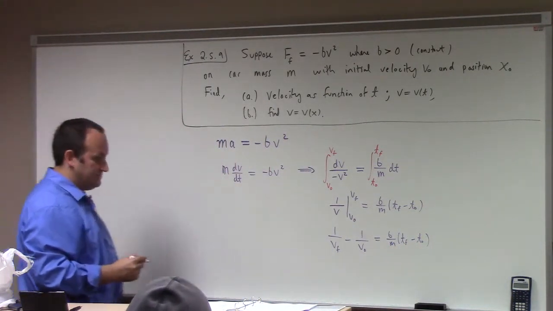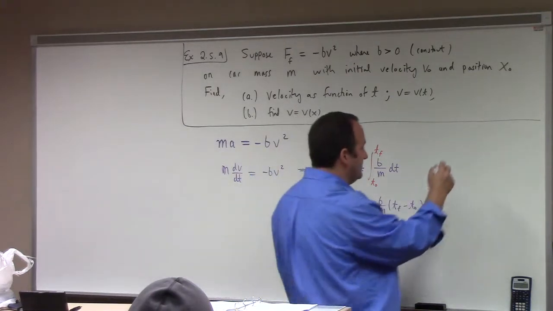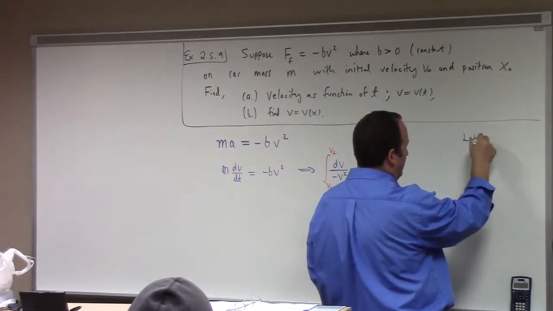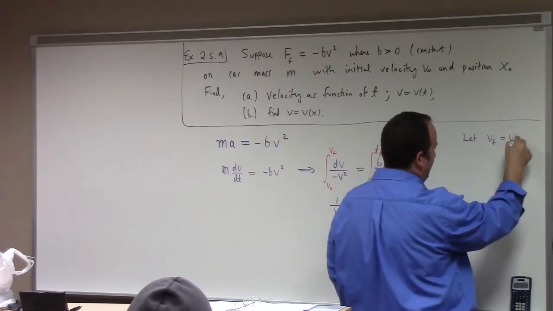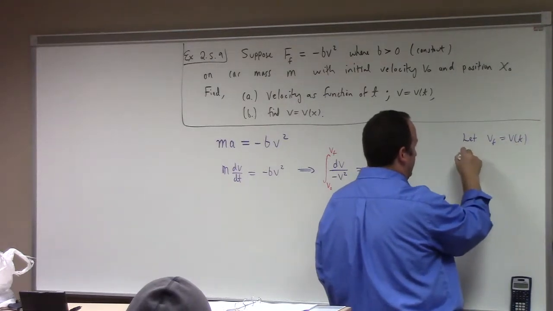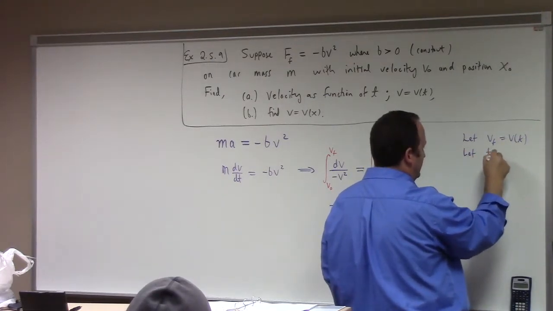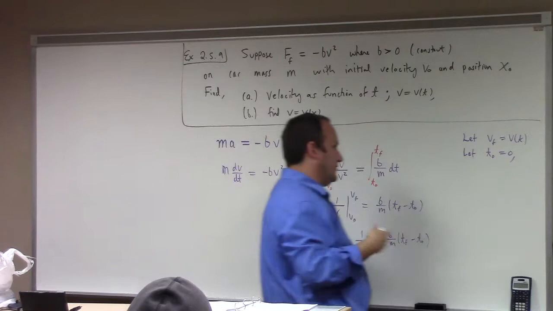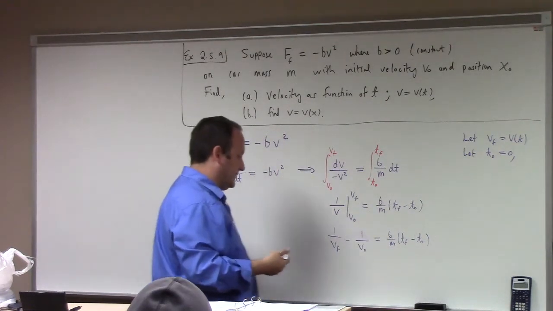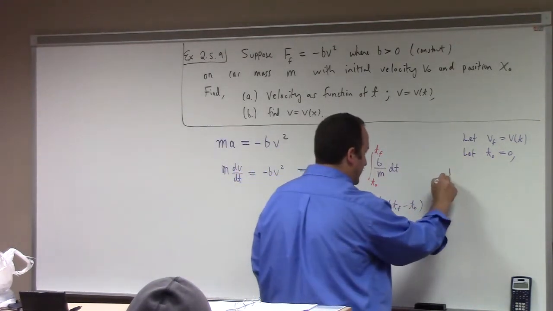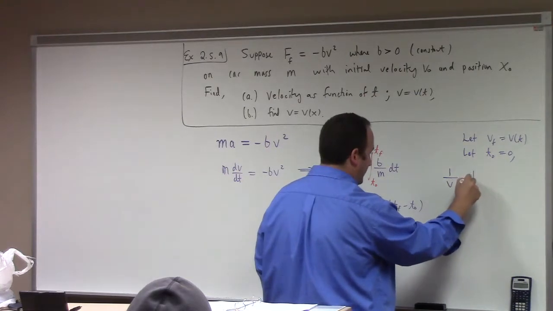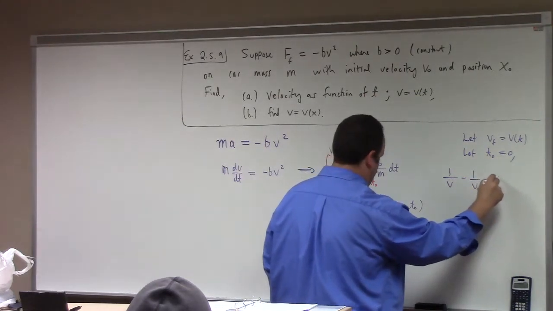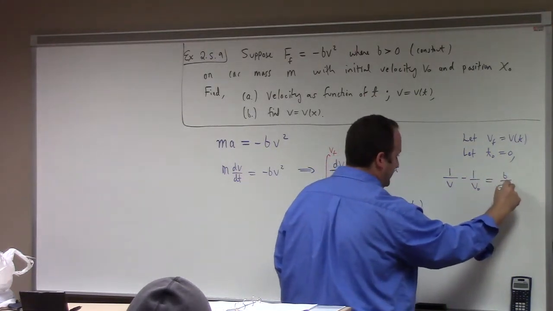So if we set vf equal to the velocity at time t and let t naught equal 0, then what is that? That gives us the nicer formula: 1 over v minus 1 over v naught equals b over m times t.